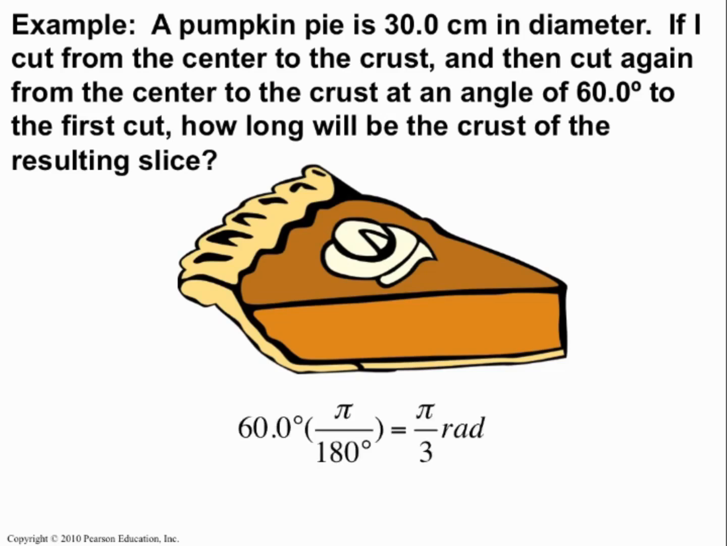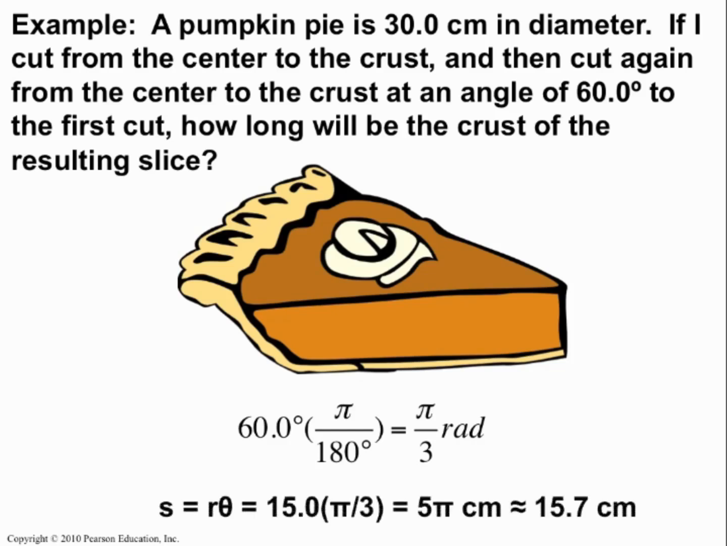All right, this is what you should have done first, as I said in the last screen. S equals R theta only works when you're using radian angles. So first you have to convert 60 degrees to radians, and you have pi over 3 radians. And now you can use S equals R theta, and we have 15.0 times pi over 3 equals 5 pi centimeters, which is about 15.7 centimeters.